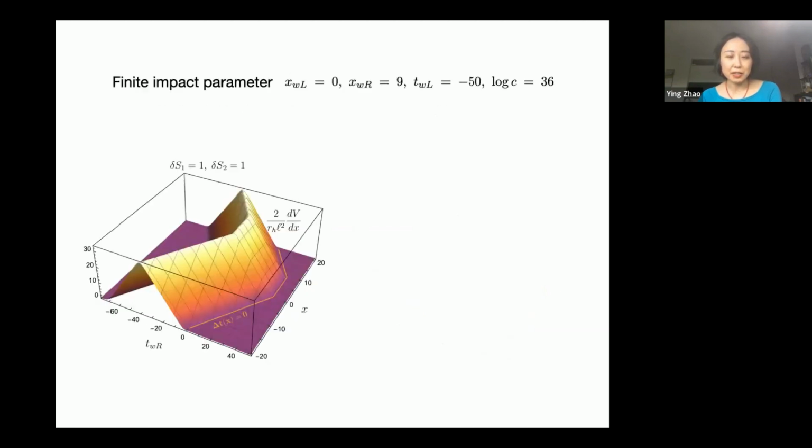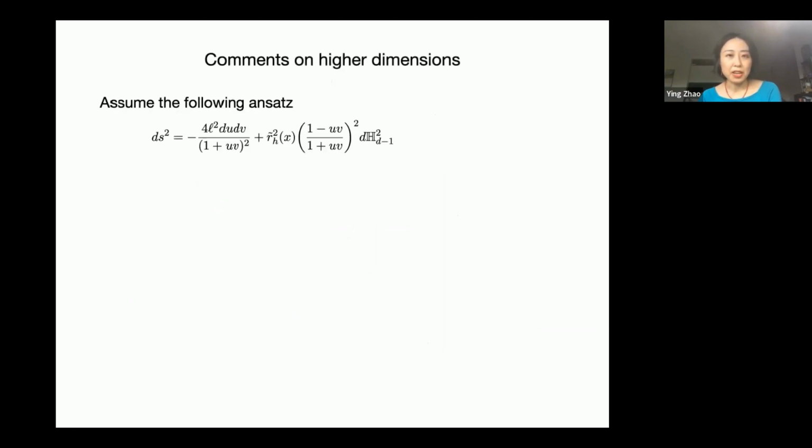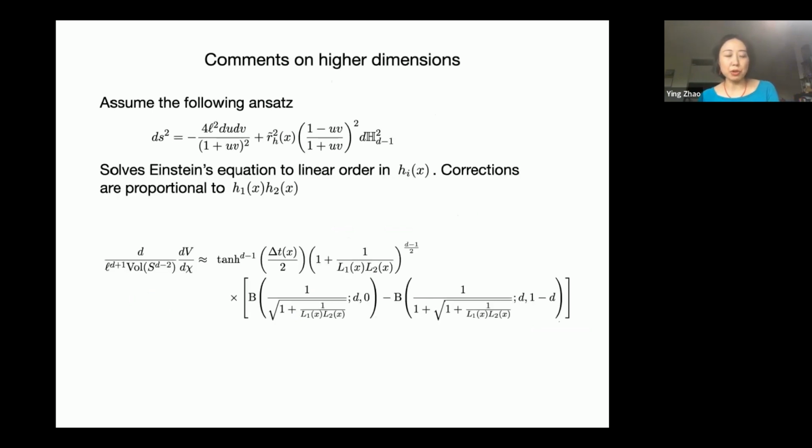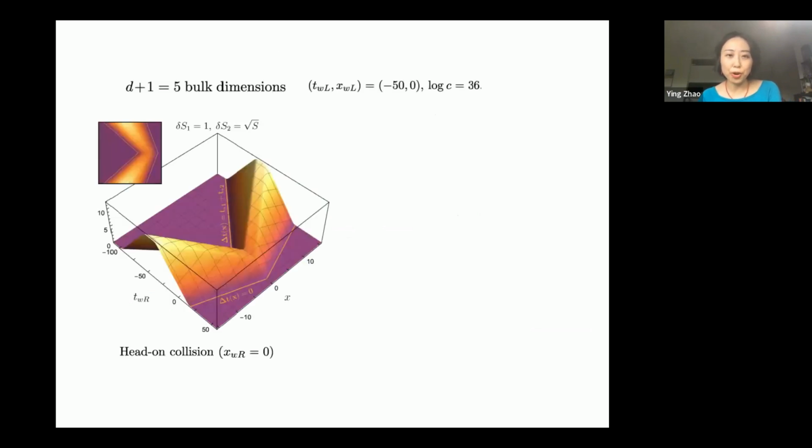That earlier plot was head-on collision. This is for finite impact parameter. And I don't think I have time to go over higher dimensions. Basically, you can just make more approximations. I need to emphasize that for this localized thing, there are some unjustified approximations here. So that's why all we have is an approximate bound.